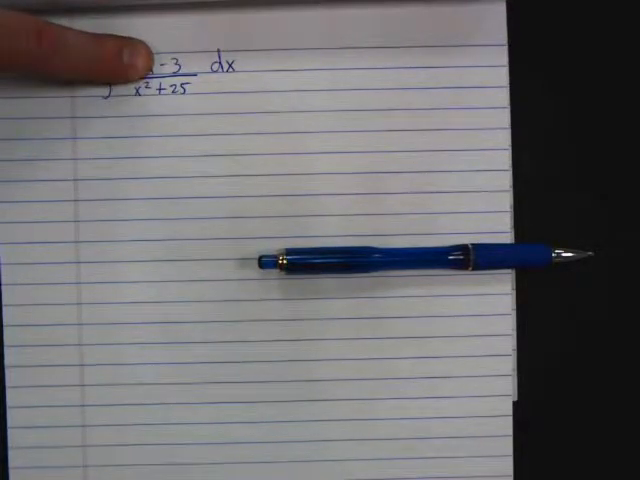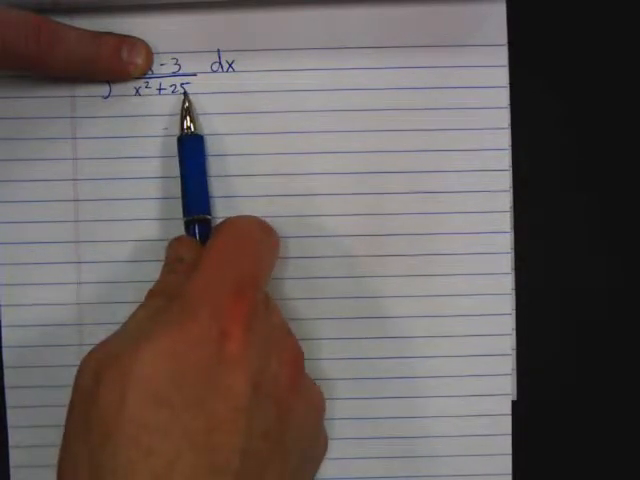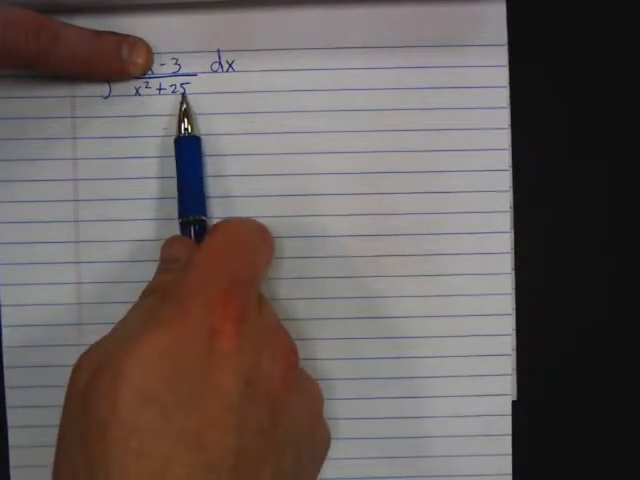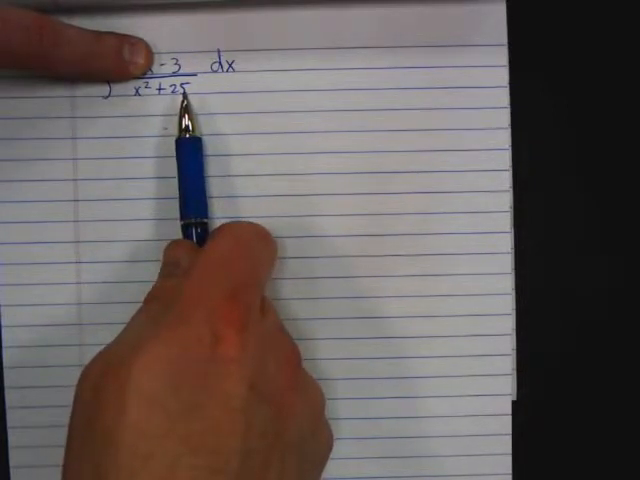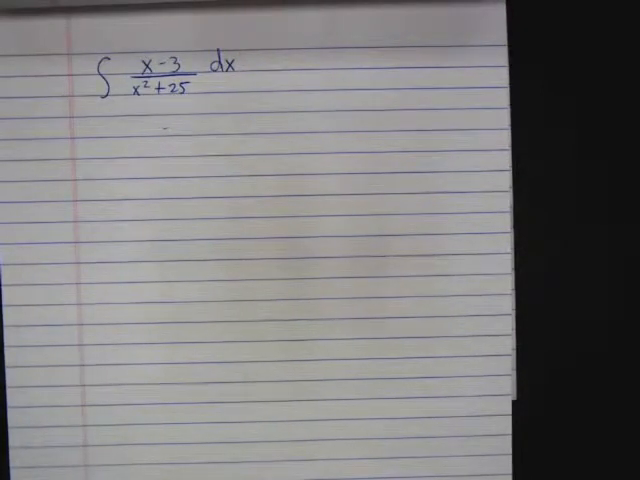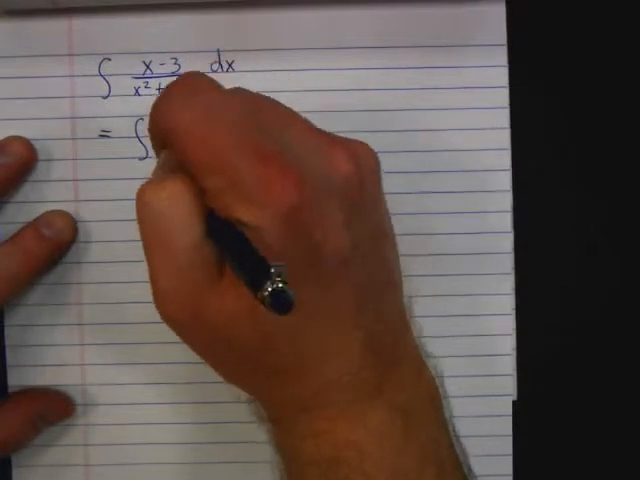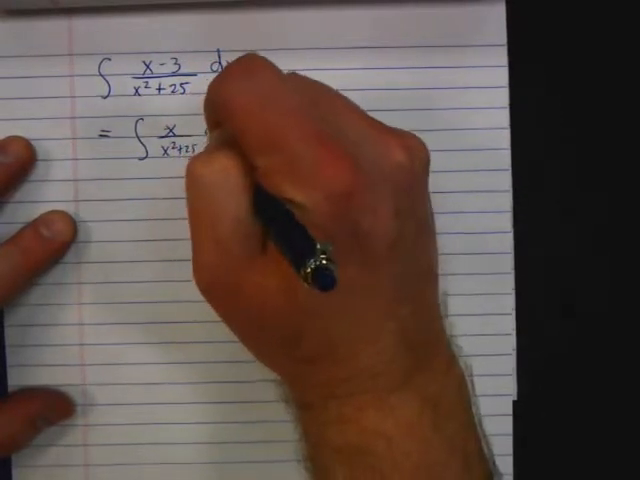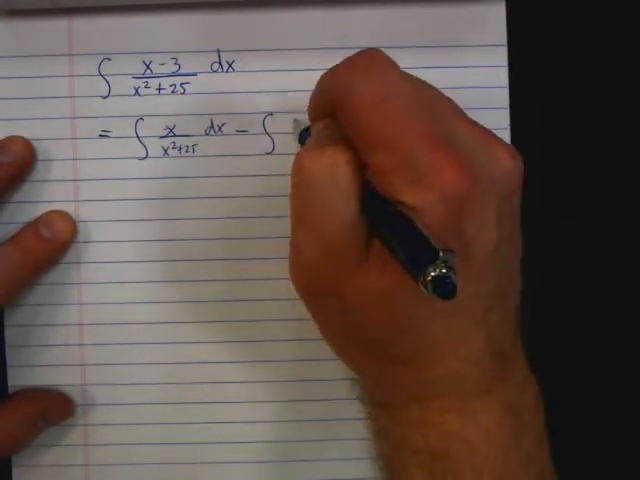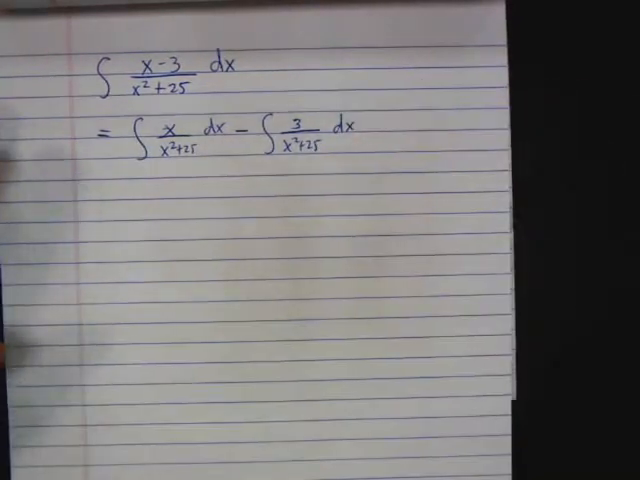Nope. We have a number, and then we have x squared plus 25 on the bottom. That's x squared plus a squared. That's our new arctangent formula. But we got them both, so what are we going to do? I'm going to split it into two problems. That's exactly right. I'm going to write this as the integral of x over x squared plus 25 dx minus the integral of 3 over x squared plus 25 dx.